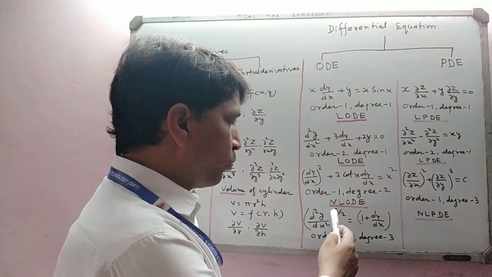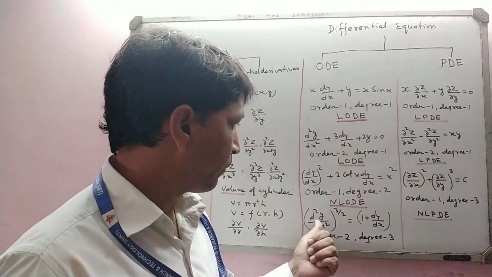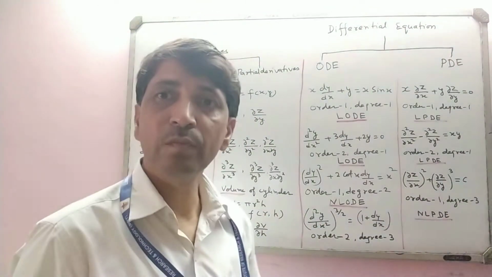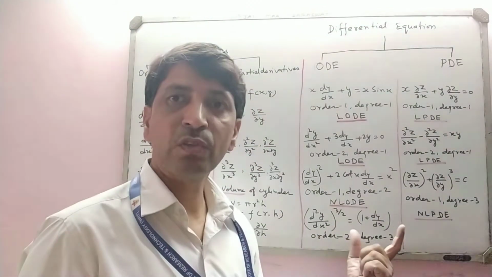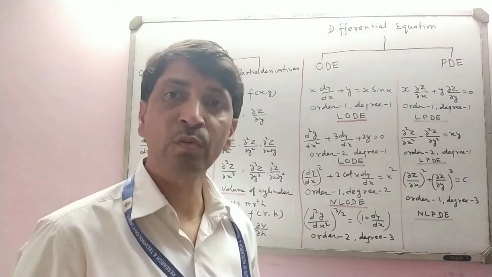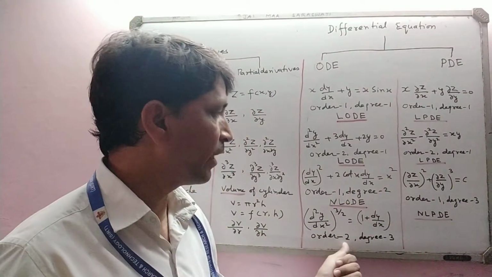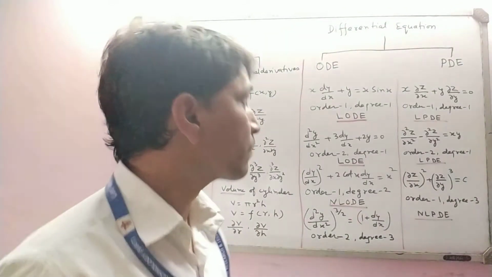d2y/dx2 to the power 3/2 equals 1 plus dy/dx. The power of this derivative is 3/2. It may not be a fraction. So we square this equation on both sides. We find (d2y/dx2) whole cube equals (1 plus dy/dx) whole square. In this case, its order is 2 and degree is 3. So this is also an example of non-linear ODE.